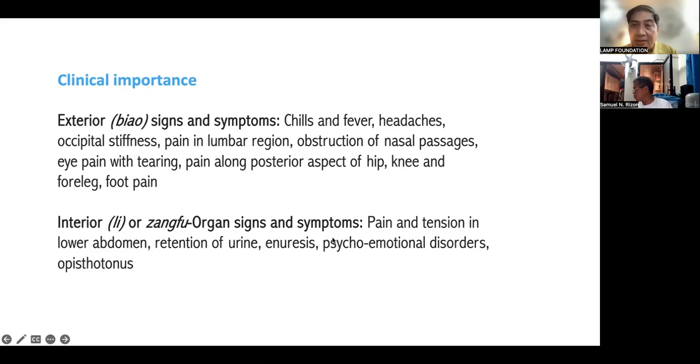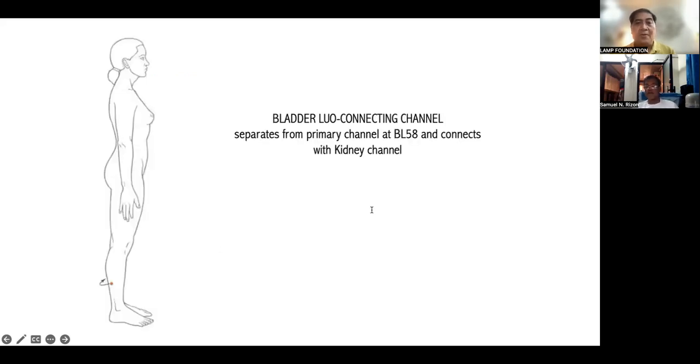If it is an interior issue, that means the Zangfu organ is already involved. So it's the bladder. There is pain and tension in the lower abdomen, retention of urine, so that speaks very obviously of the bladder. Enuresis, you wet your bed. Psycho-emotional disorders, opisthotonos. This is a posture that everyone should be very familiar with when you see patients.